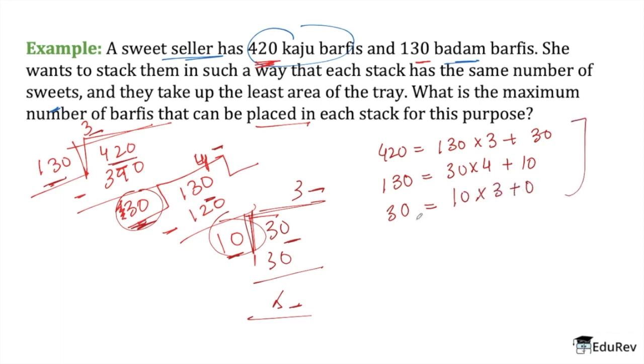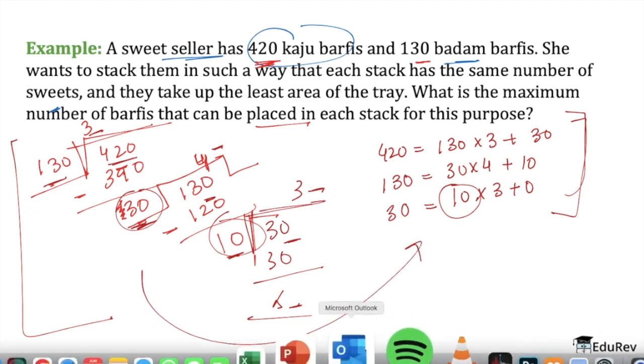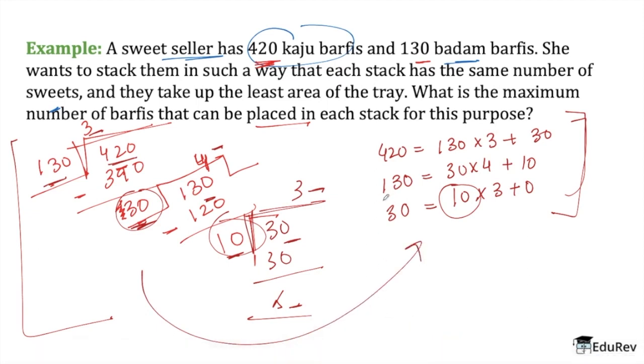And the highest factor is going to be what? 10. So I hope you people have understood this question, because I've explained it with the help of Euclid's division lemma, with the help of prime factorization, and how we have actually reached the Euclid's division lemma with the help of prime factorization as well. So I hope you people understood this.